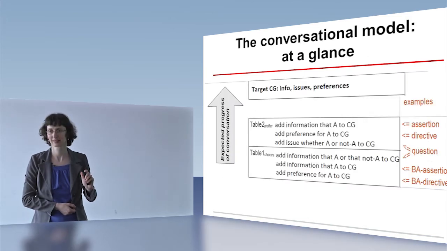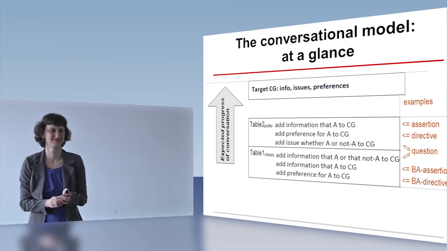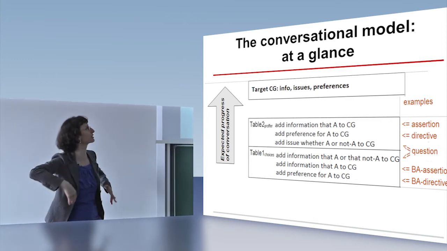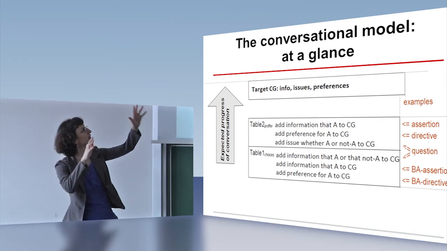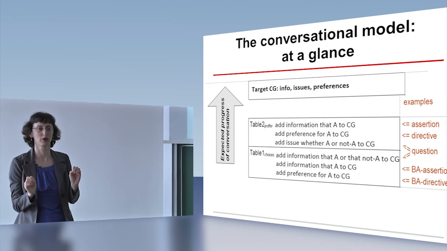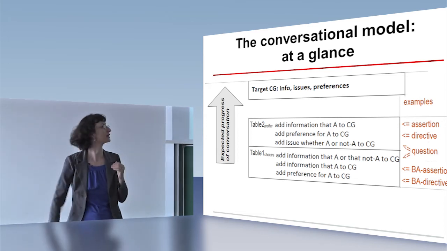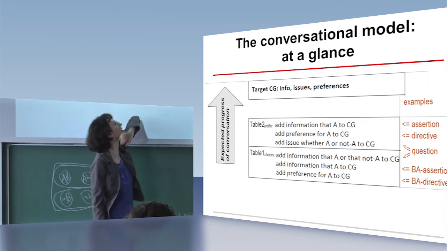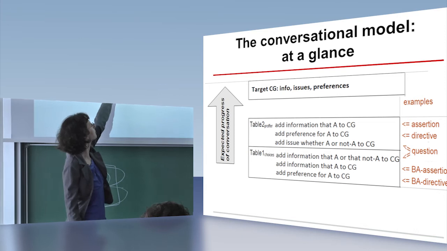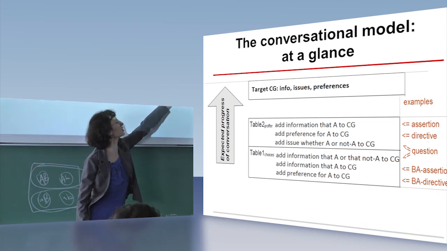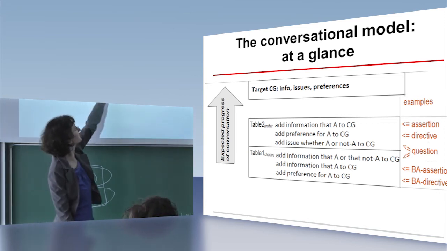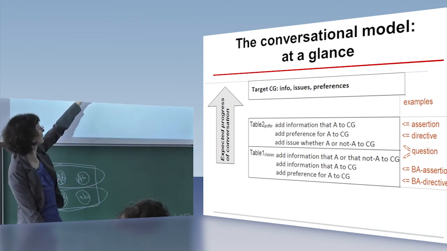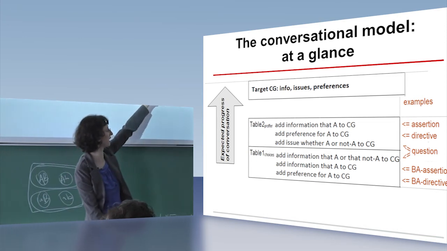So, at a glance, that's my whole view of the conversational scoreboard at a glance. The most important part is this arrow, which is the expected progress of conversation. Everything moves towards the target. We all expect to eventually update the common ground with one of those things. And so when you assert something, you add information that A to the common ground. When you issue a directive, you add preference for A to the common ground. When you ask a polar question of whether A, you add issue whether A or not A to the common ground, but also on the other part of the table, you propose to add information that A or propose to add information that not A to the common ground.